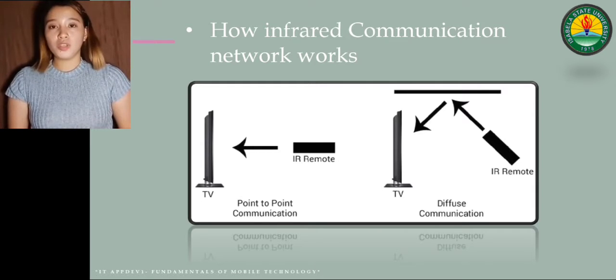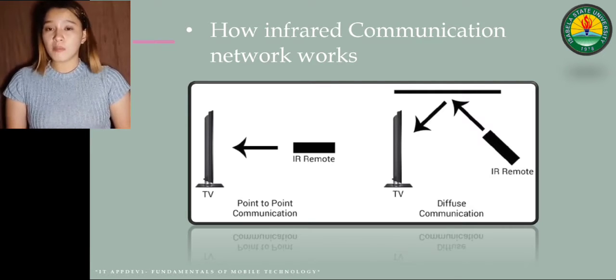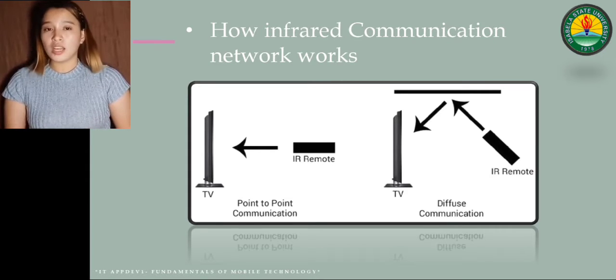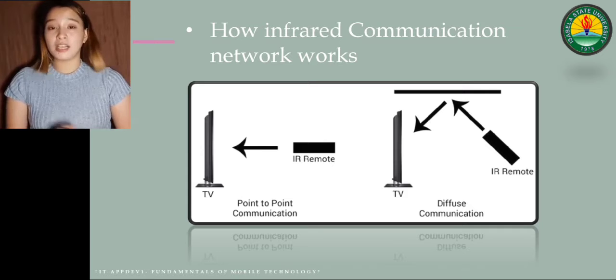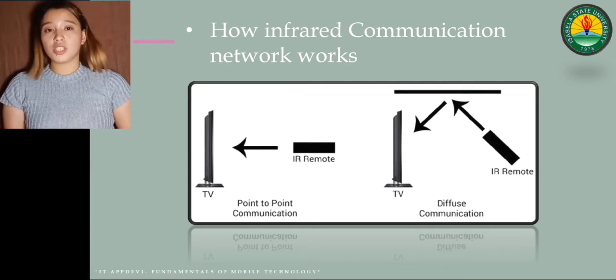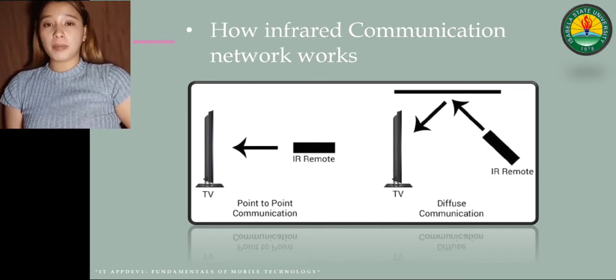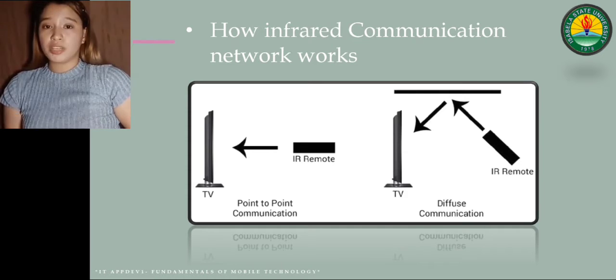So sa point-to-point communication ay dapat ang transmitter at receiver infrared na devices ay dapat nakalagay sa line of sight for each other. Hindi dapat magkaroon ng anumang hadlang katulad ng pader sa pagitan nito. In a diffuse communication, transmitter and receiver infrared devices should be kept close to each other, but they need not be in the straight line of sight, and will operate within 15 degrees of each other. Ang diffuse communication naman ay dapat panatiliing malapit sa isa't isa, but they need not be in the straight line.